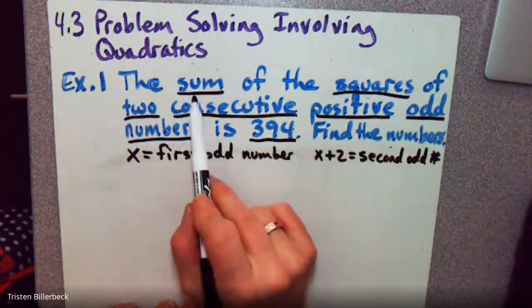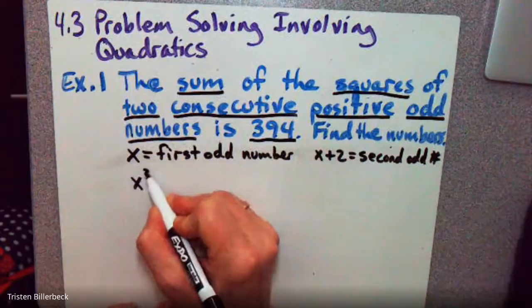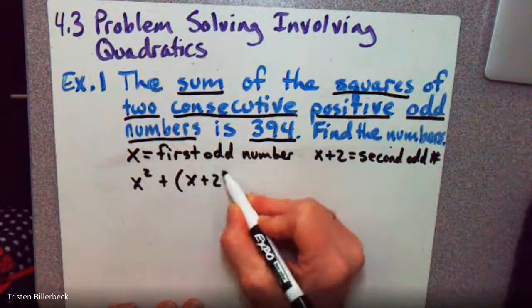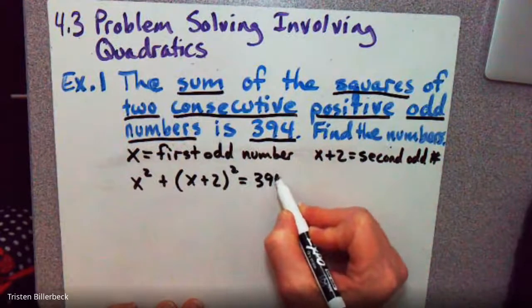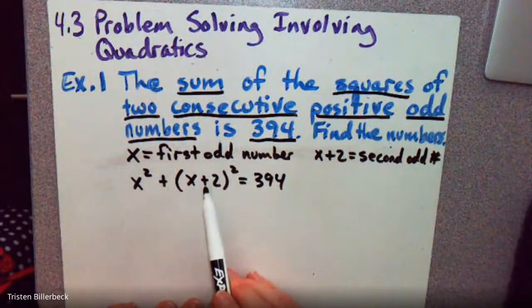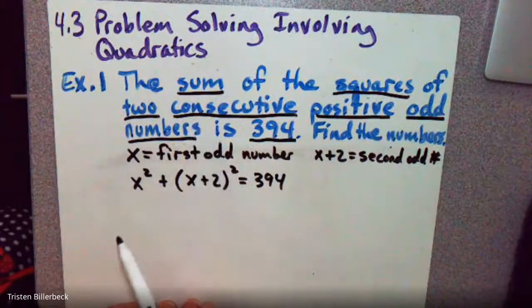So we have the sum of the squares. So we have x squared plus (x plus 2) squared equals 394. So the sum of the squares of two consecutive positive numbers is 394. So we just made a little equation stating what they said with words.